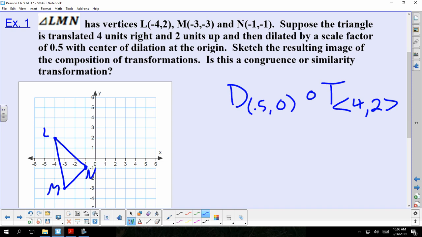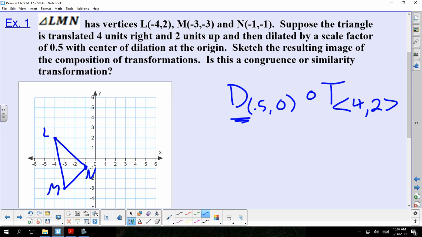All right. Sketch the resulting image of the composition of transformations. Is this a congruence or similarity? Well, if it's the same size, that's congruent; if it ends up being a different size, that's going to be similar. It's going to be similarity because the dilation's involved. So let's go ahead and do this.